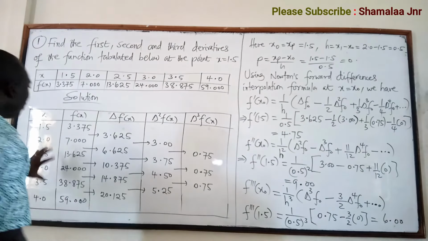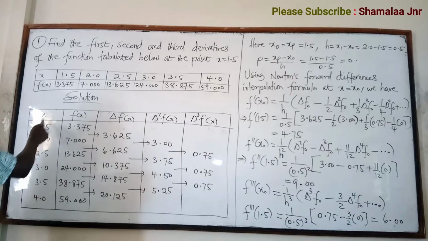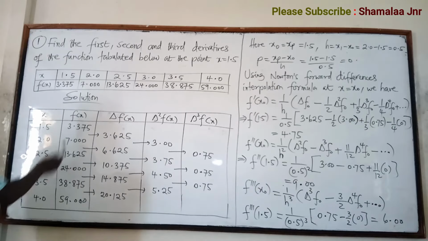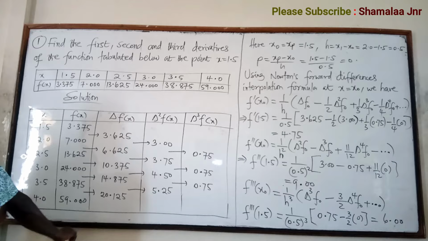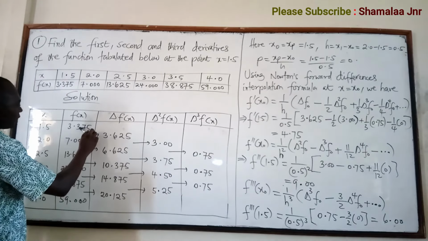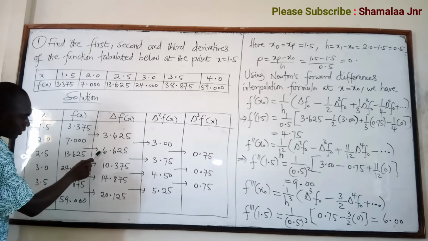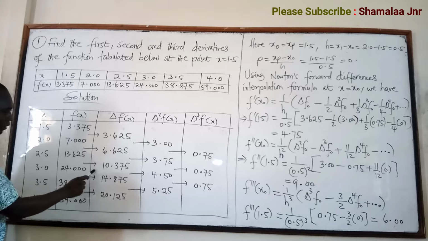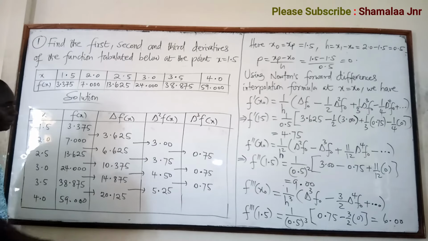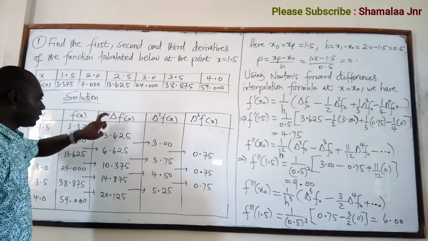So when you are constructing the forward differences table, it's so simple. These are the x values and these are the corresponding functional values. And then you subtract this from this and write it here. You subtract this one from this and write it at the middle. Subtract this from this and write it here. Subtract this from this, write it here. Subtract this from this, write it here. So these are the first forward differences.